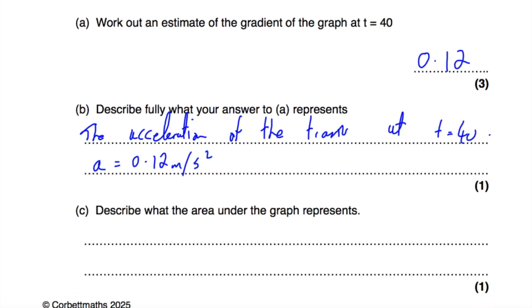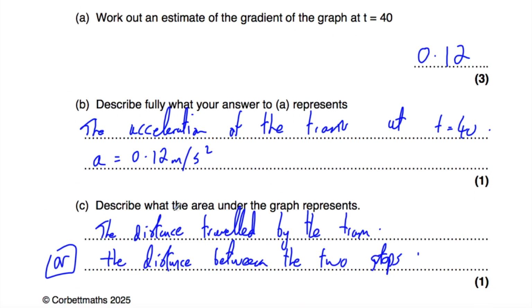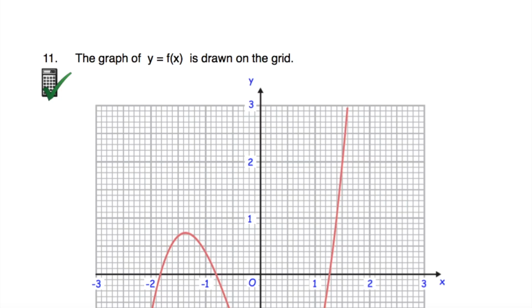So let's write that down. And that's it. I've written down both options there. So it represents either the distance travelled by the tram or the distance between the two stops. Okay, and let's look at our last question, question number 11.